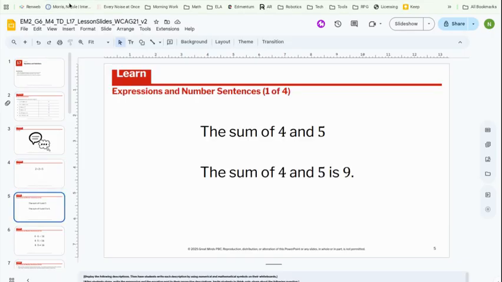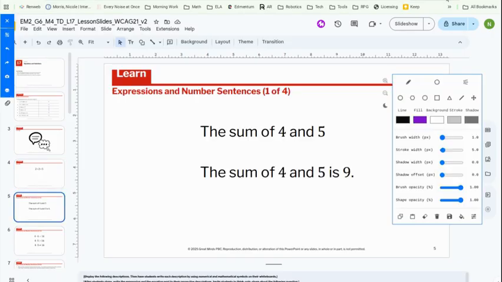Next. This is the difference between an expression, which we've been working with the last 2 weeks or so, and an equation. Let me show you, really the only difference is the fact that an equation tends to have an equal sign or a less than sign. So this says the sum, which means plus, of 4 and 5. So this is written as 4 plus 5.